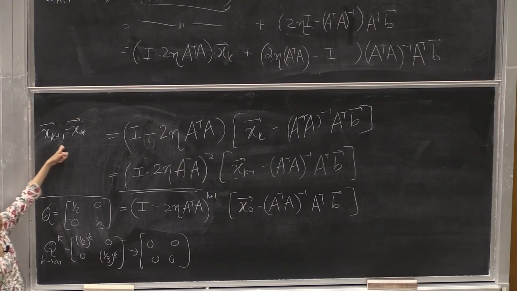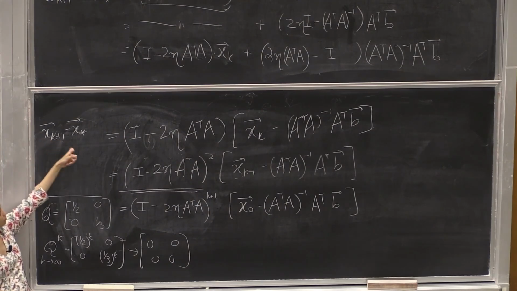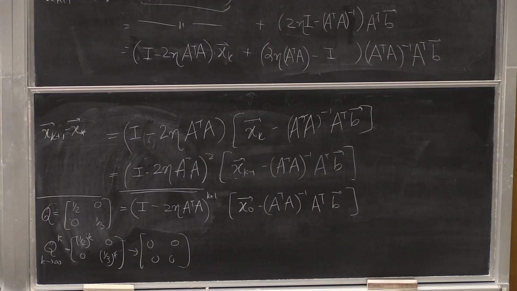Right? So this had better also be going to 0, which means that x_{k+1} is going to x star, and x star is exactly what I've defined it to be. It's exactly where I want it to converge. That is my minimum point.